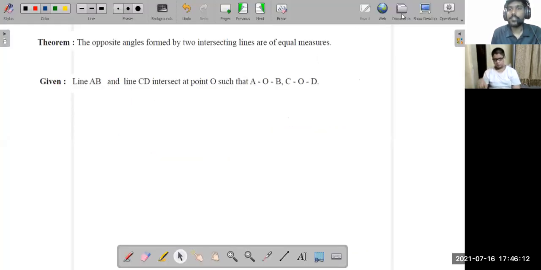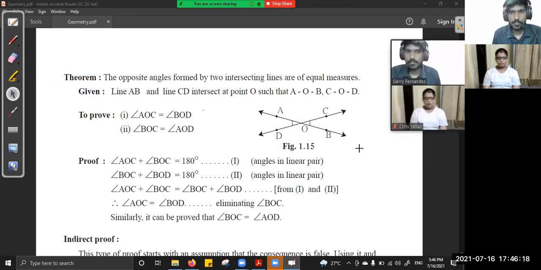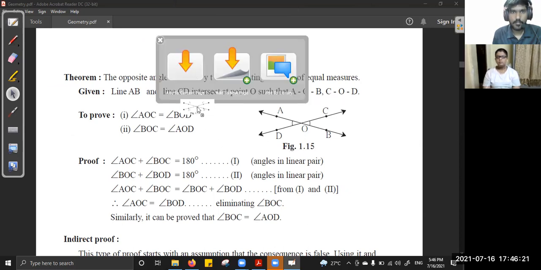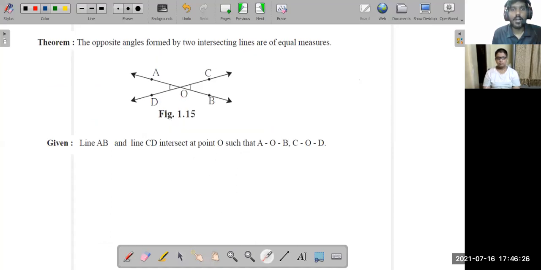So in this statement, first we'll see a diagram. The statement says opposite angles formed by two intersecting lines. If you see, line AB and line DC are intersecting at point O. And the opposite angles, this angle and this angle, are opposite to each other. These opposite angles are equal in measure. That you have to prove. Is it clear?